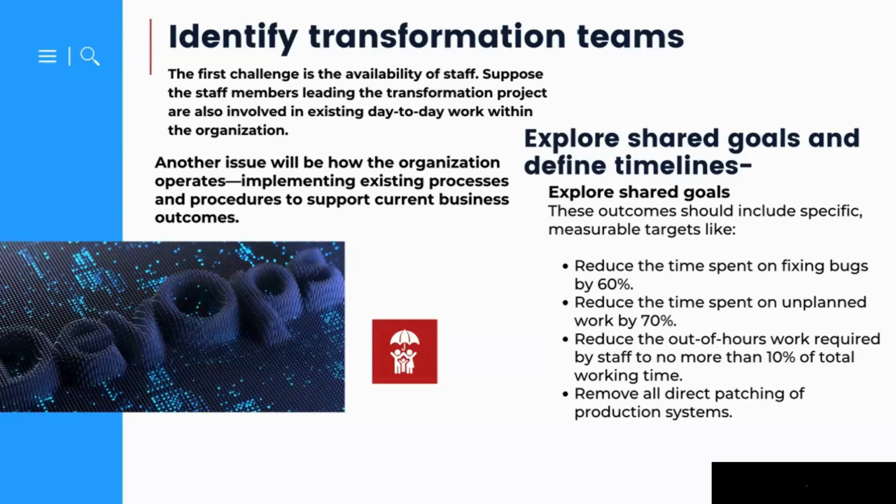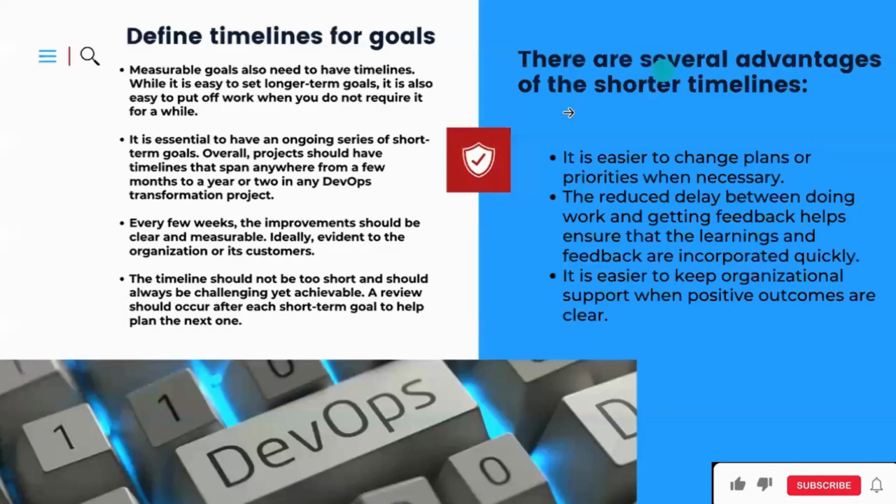So you can say there are several timelines, right? So you have to define them for the goals. These are the 4 points I mentioned here. These are the several advantages of short timelines. Shorter timelines make it easier to change plans for priority when necessary. They reduce the delay between doing work and getting feedback. They ensure that learning and feedback are incorporated quickly. And it is easier to keep organizational support when positive outcomes are clear, right? So this is what it's about.